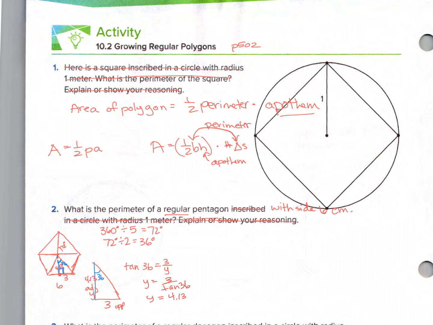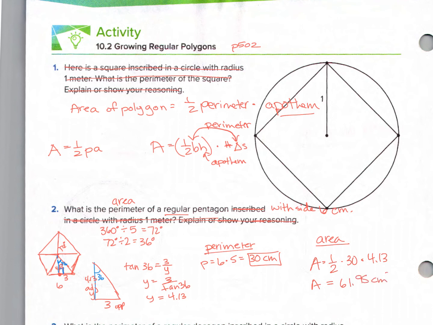So now I'm ready to do my math. My perimeter is going to be my side length, 6, times my 5 sides, or 30 centimeters, since that was my units. And I didn't mention this, but we're going to calculate the area as well. I'm so sorry. And so then the area, you could find the area of one triangle and multiply by your 5, like we did on the previous page, or let's practice this formula. Area equals 1/2 the perimeter, which is 30, times the apothem, which was 4.13, and so my area is going to be equal to 61.95 centimeters squared.